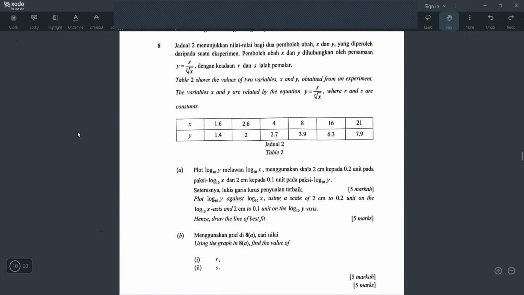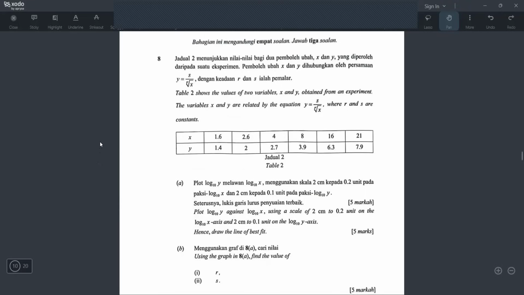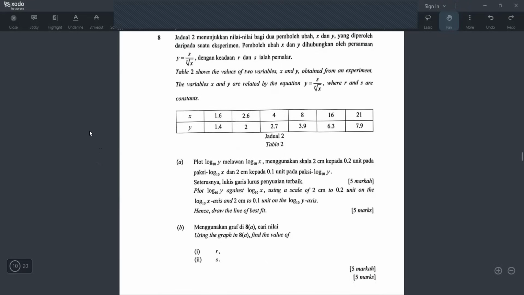Okay, now we are at Section B. This section contains 4 questions, answer 3 questions. But for Section B, I think I will answer all 4 questions, right? So let's begin. This is question number 8, so it's a linear law, right? Linear law. So this one I have to use graph paper.